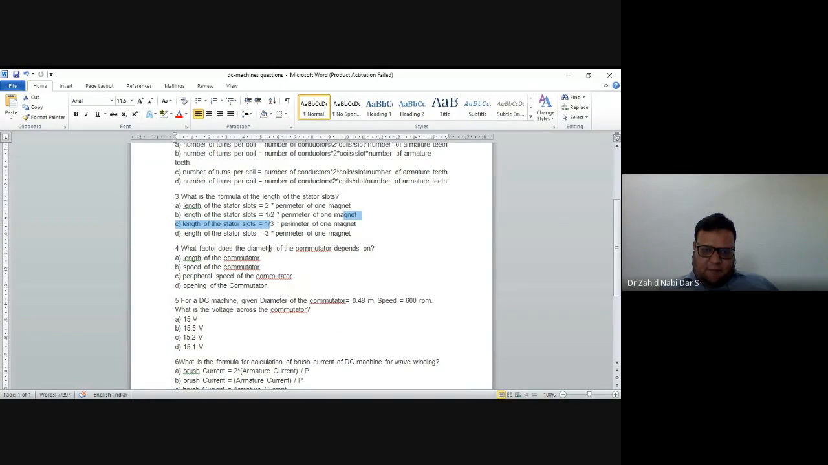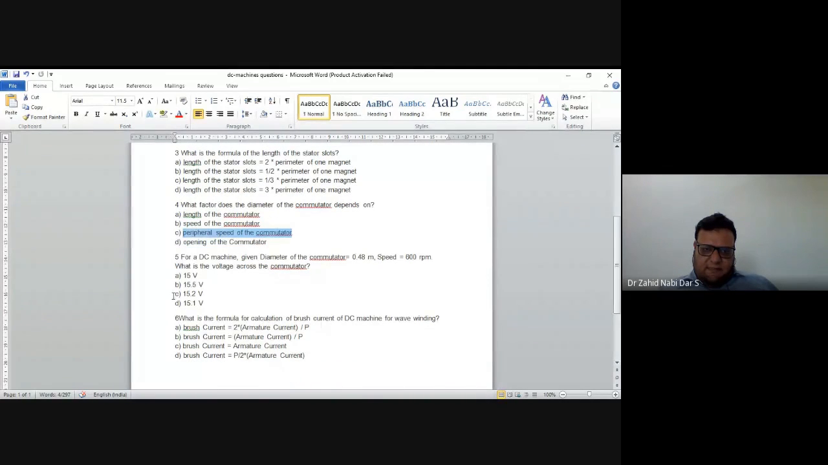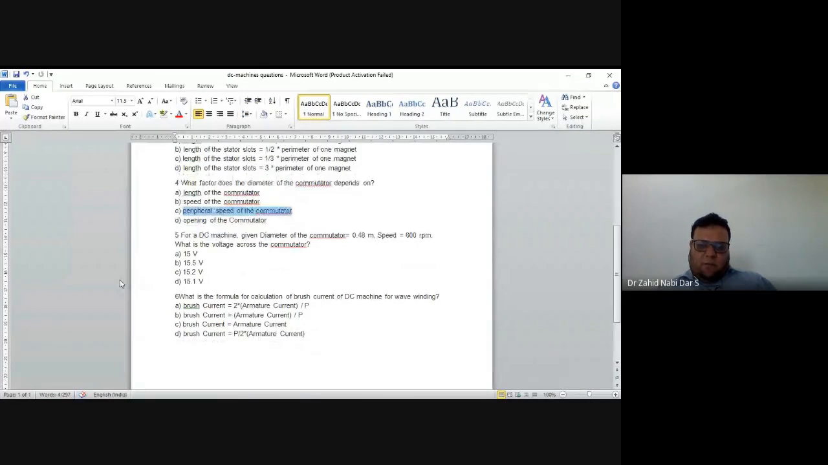What factor does the diameter of the commutator depend upon? Question number 1 is length. Question number 2 is this. C this, D this. And for a DC machine, given diameter is this, speed is this, what is the voltage across the commutator? 15, 15.5, 15.2, 15.1. And question number 6 is, what is the formula of brush current of DC machine for wave winding?